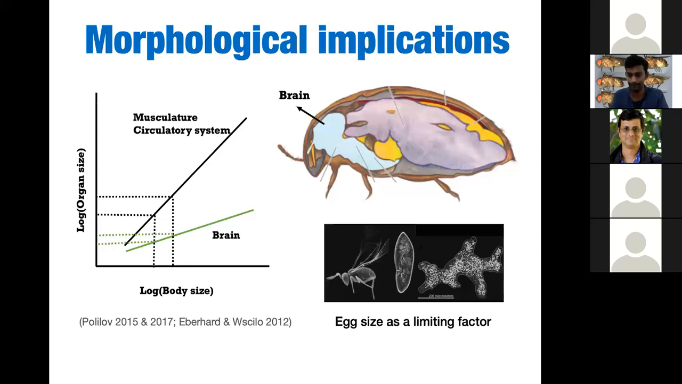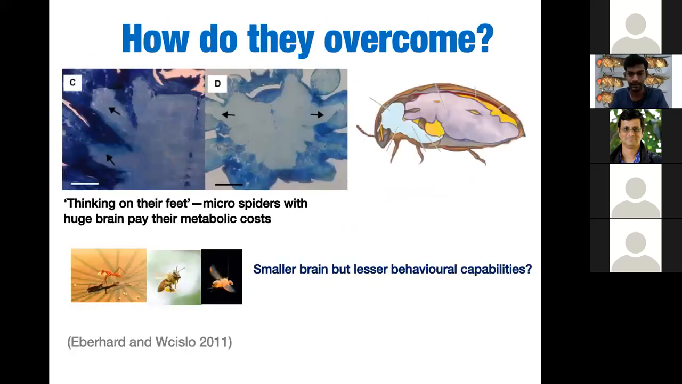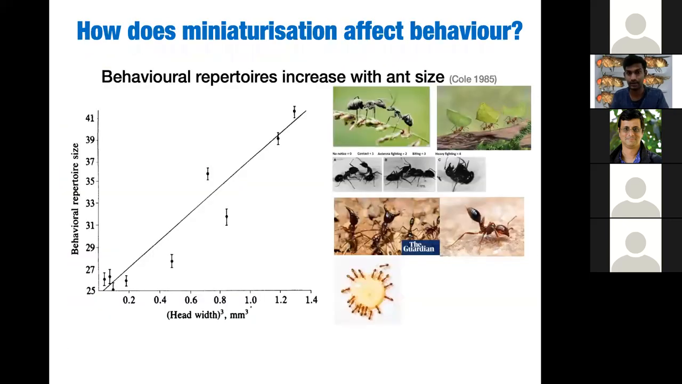Good. All right. So how does miniaturization really affect behavior? One of the earliest attempts made to answer this question was done by Cole. What he did was he measured the head width of different ants, and then he counted how many types of behaviors these ants show, and then found a positive correlation. So basically, he just counted, so these ants forage.